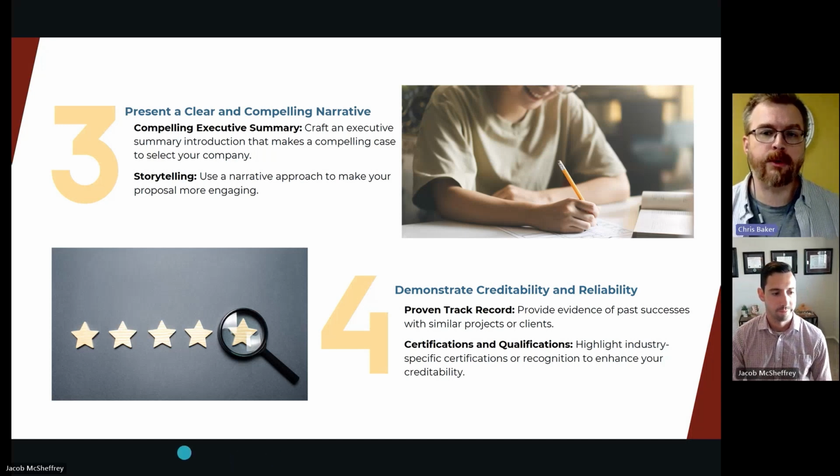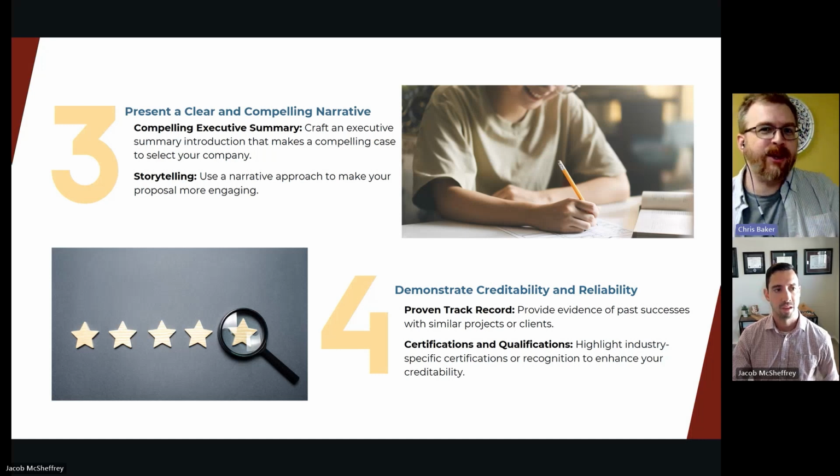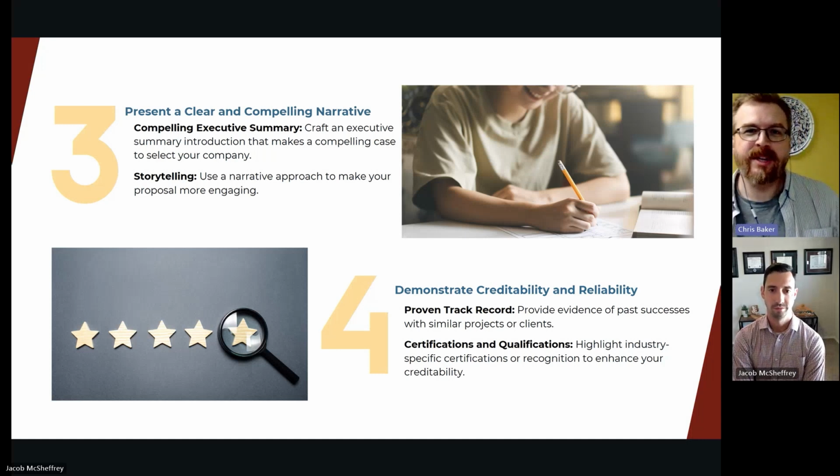Have a storytelling approach, a narrative approach to this technical side of things. It sounds maybe counterintuitive because it's a technical proposal, it's a technical response, it's some variety of supply and distribution or construction or engineering, something like that. But you still want to have a kind of a narrative or storytelling approach to make the proposal more engaging. So describe how your solution has evolved or how it has successfully addressed similar challenges in the past.